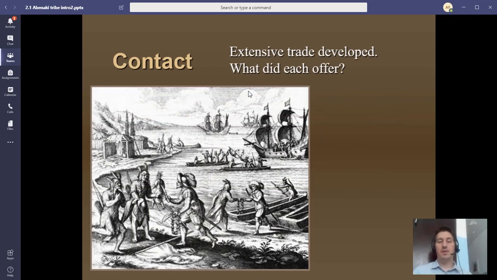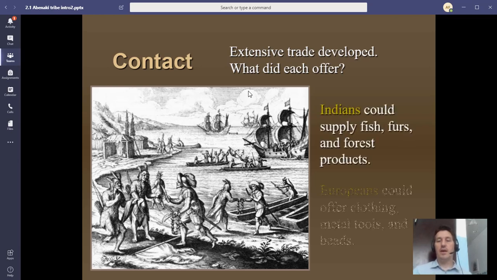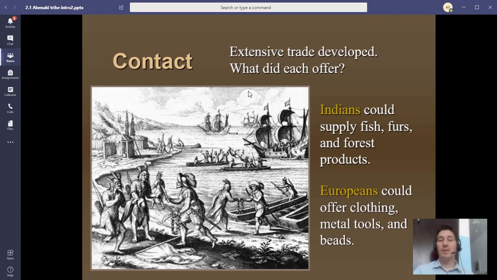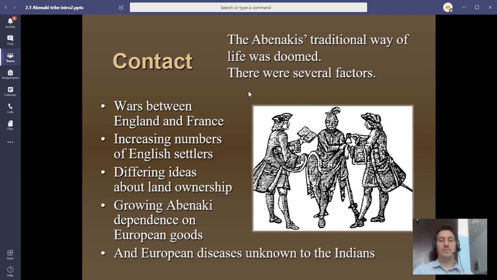And trade. So the Europeans had things they brought with them, and so did the Native Americans, and so they traded. So Indians could supply what? Fish, furs, forest products. And Europeans could bring clothing and metal. This was a big deal. These Native Americans didn't have anything made of metal, and also beads.